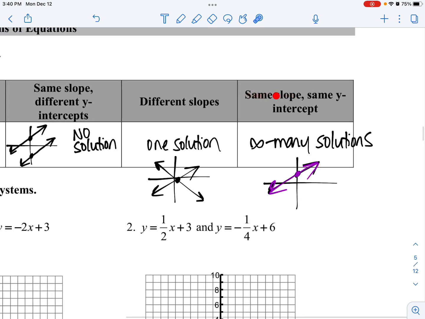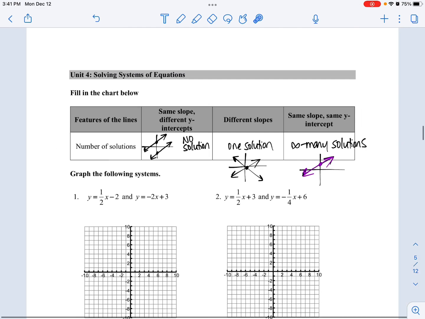What if it's the same slope and the same starting point? Remember how the y-intercept is always where you put your first dot? So I put a black line under here first with this slope, and then I put a purple line on top of it with the same exact slope and the same exact starting point. That means they touch everywhere. Every single point is touching, and it goes on and on forever, so there's infinitely many solutions.